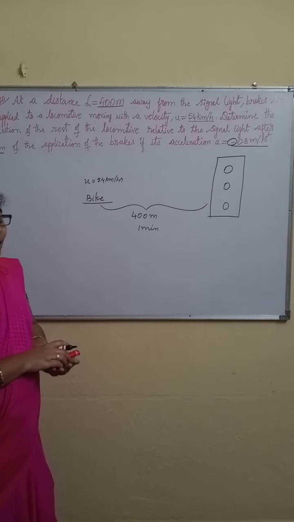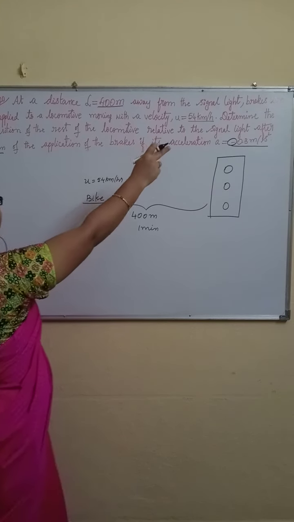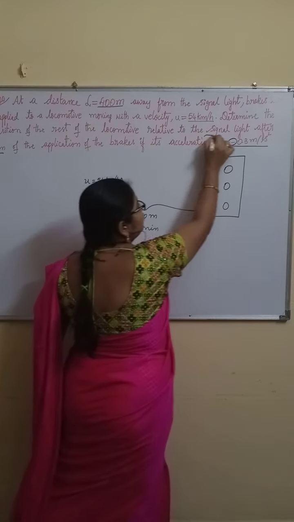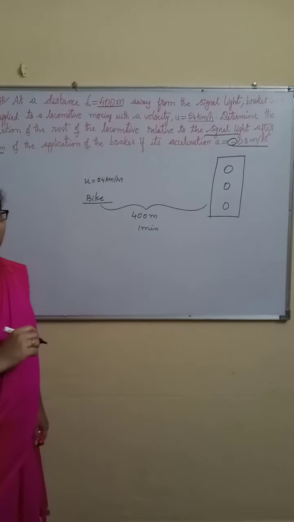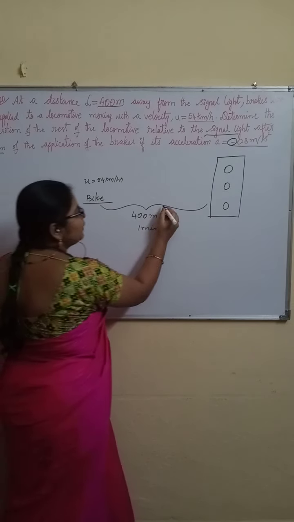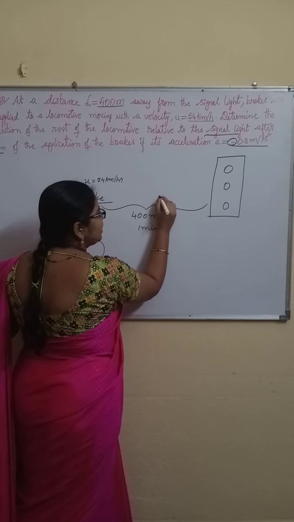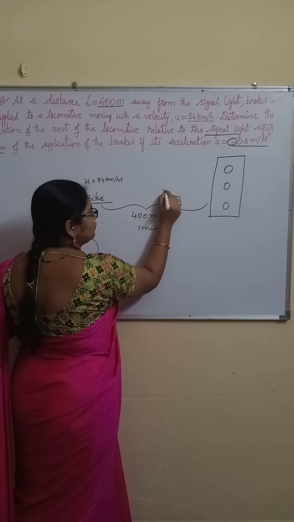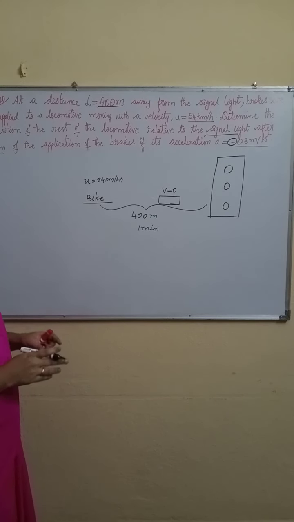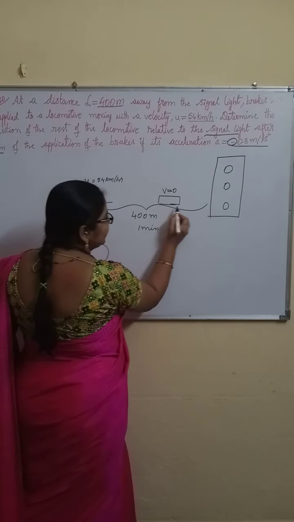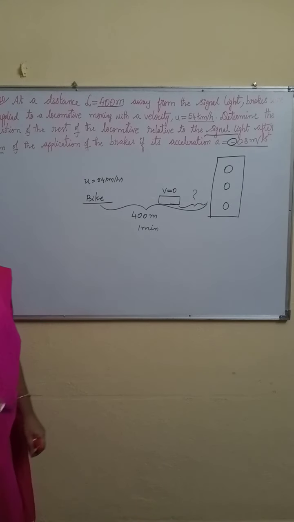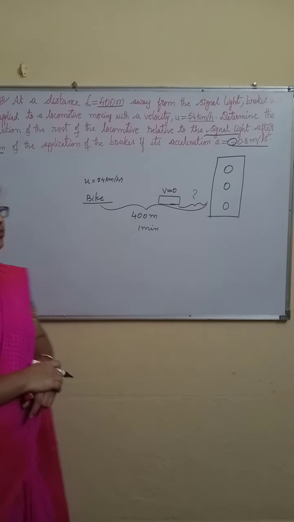Now, what he is asking: determine the position of rest of the locomotive relative to signal light. Here, the speed is decreasing. So, at one particular point, the final velocity will become 0. So, he is asking what is the distance between here to here. How much distance? That is what is asked.